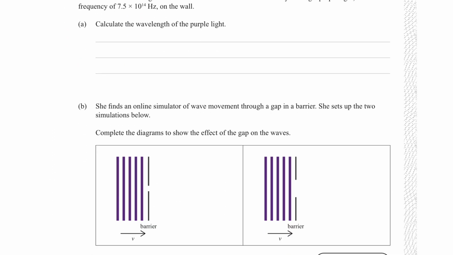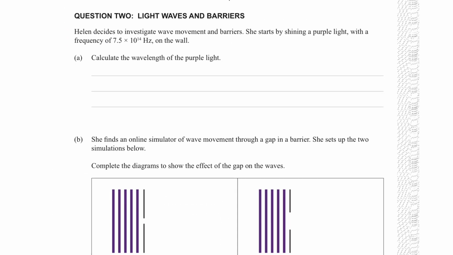Question 2, light waves and barriers. Helen decides to investigate wave movements and barriers. She starts by shining a purple light with a frequency of 7.5 times 10 to the 14 Hz on the wall. I have to change the colour of mine.